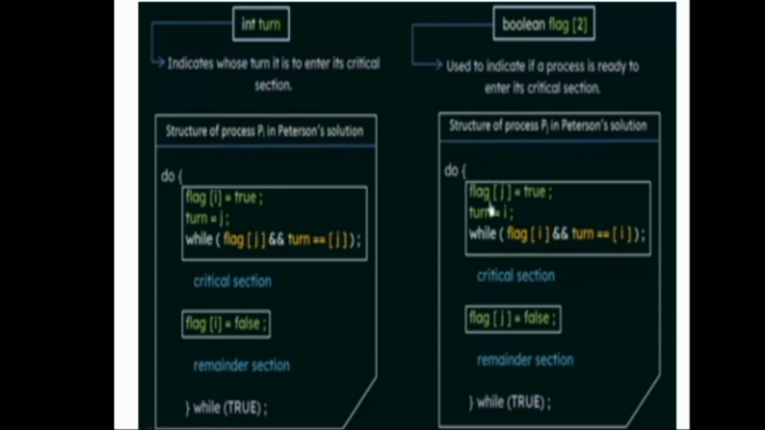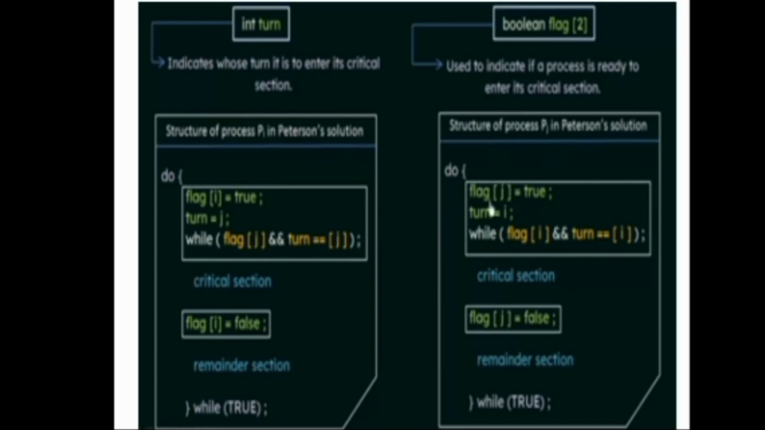That means it is humble, we said, no? The same as the two sisters, where one sister tells the younger sister that you can go. Same here, Pi process is true. That means flag of i is true, then Pi is going to execute. But it is giving the chance to Pj. So this is also very humble. So we are saying that turn equal to j, then the Pj process is also ready to execute. Then while flag of j and turn equal to j. Here turn equal to j means Pi process is ready to execute, Pj process is ready to execute.